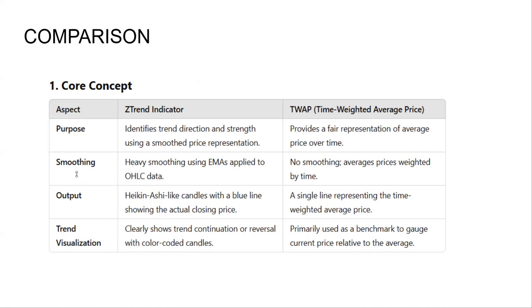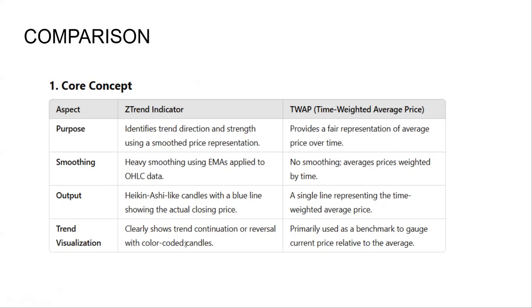When coming to the smoothing, there is heavy smoothing using EMA applied to open, high, low, close data. In TWAP, there is no smoothing; it is average prices weighted by time. So in TWAP, what is the output? In Z trend, you are getting Heikin-Ashi like candles with a blue line showing the actual price because it plots exactly over the chart. In TWAP, it is a single line representing the time-weighted average price.